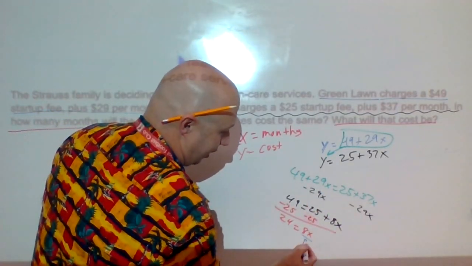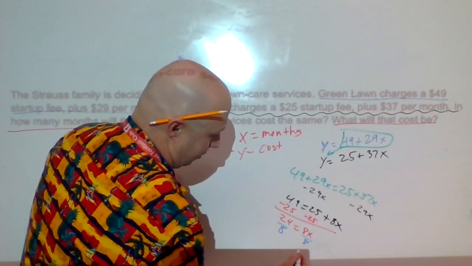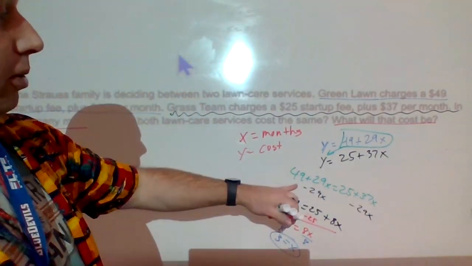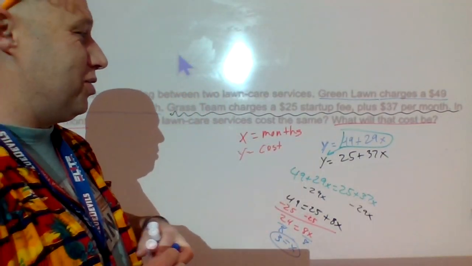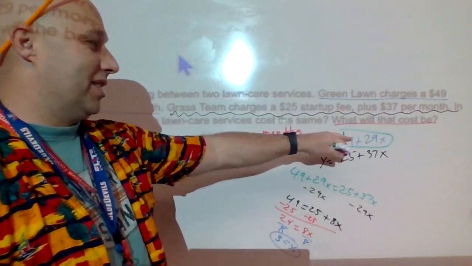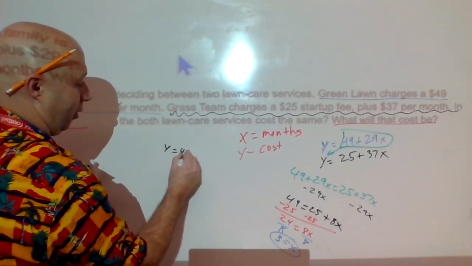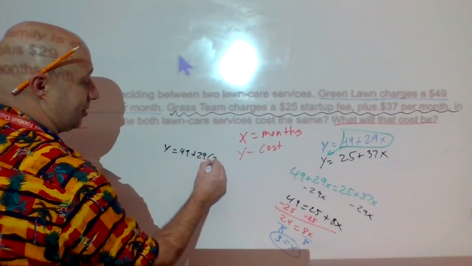We're going to go ahead and finish this by dividing, and we get x equals 3. So that's half the answer. You can plug that 3 into either equation. I'm going to do the top one because it's a smaller multiplication problem. We get y equals 49 plus 29 times 3.